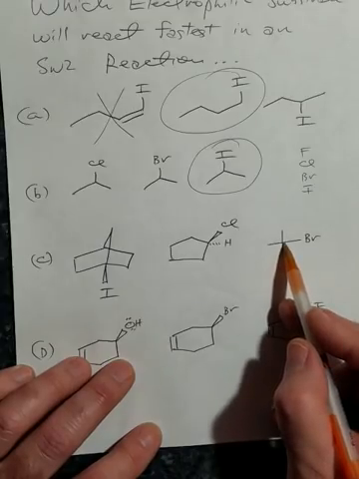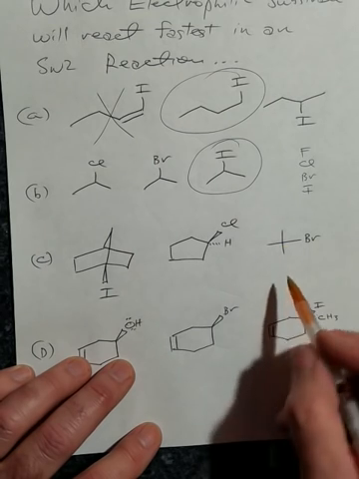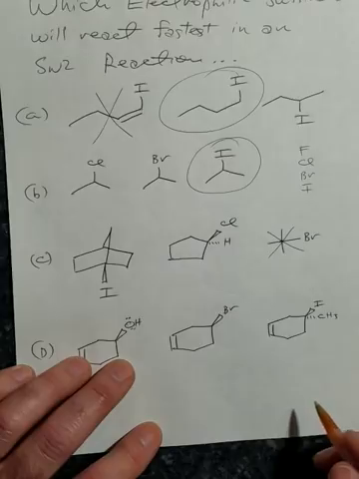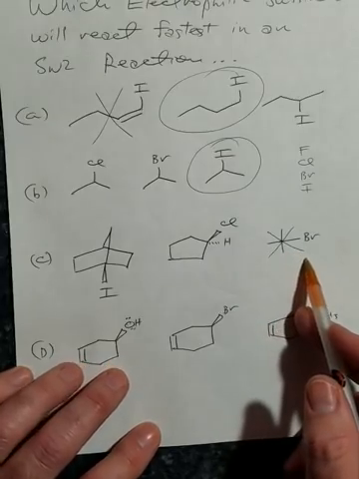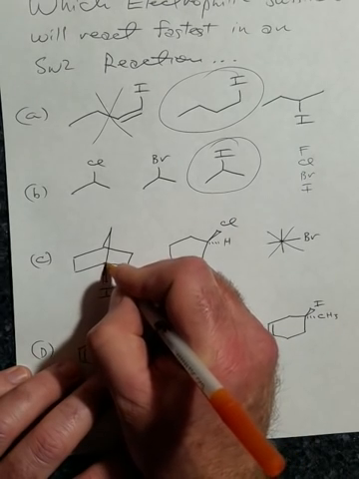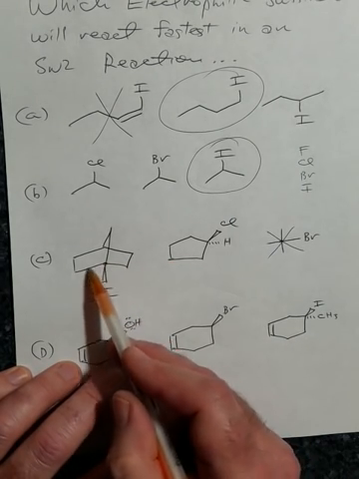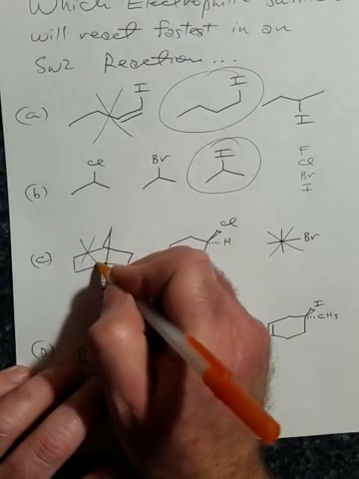Well, if we're talking about an SN2 reaction, this is a tertiary substrate right here. The carbon that bears the leaving group is tertiary. We can just cross that one off immediately. We know that SN2 reactions don't work at tertiary substrates. In fact, this is also a tertiary substrate. This bridgehead carbon is attached to the iodine, and it's also attached to 3 other carbons. It's tertiary. We can cross it off.